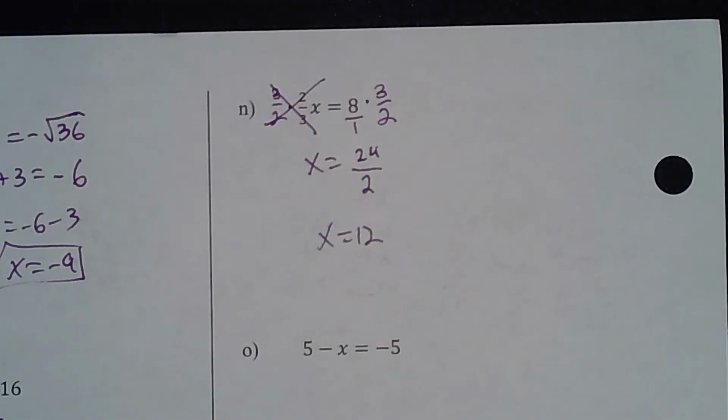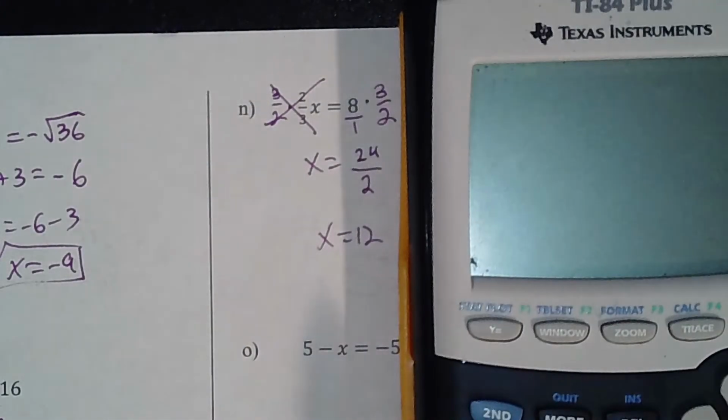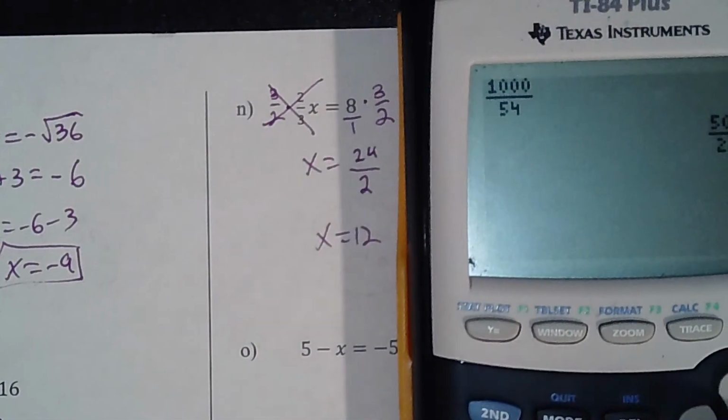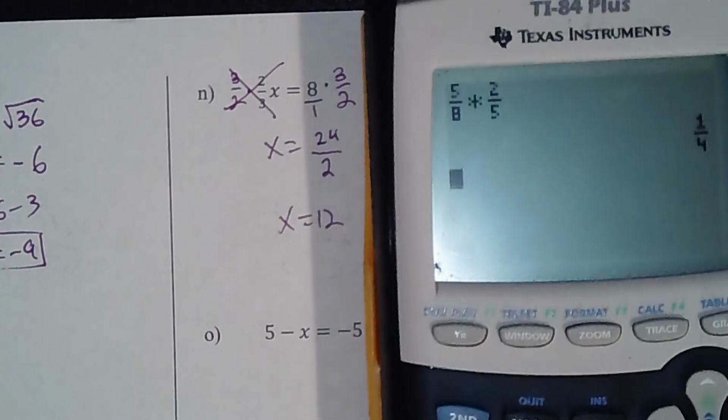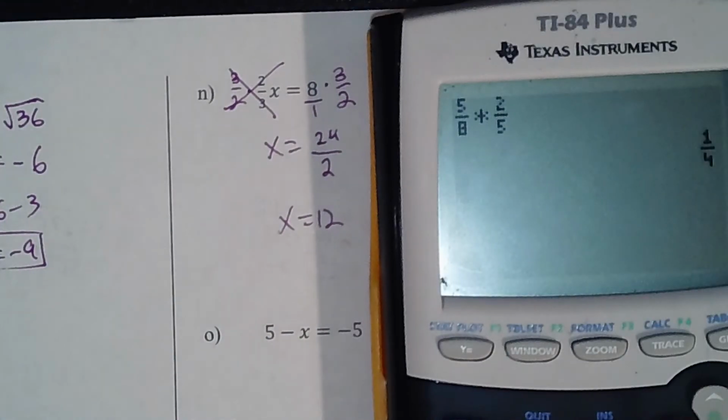If we don't feel like doing it by hand, that's too much work. We are way too lazy for that. We can just go ahead. Oh man, I don't want to see that number. I don't want to see that 1,000 over 54. It's still traumatizing me.